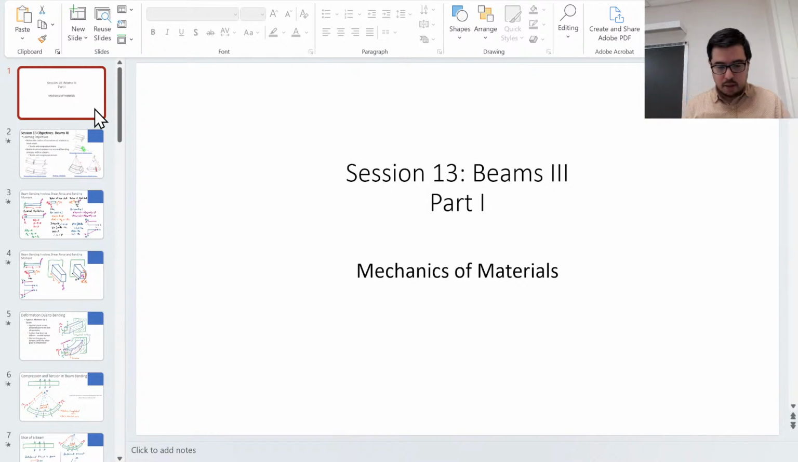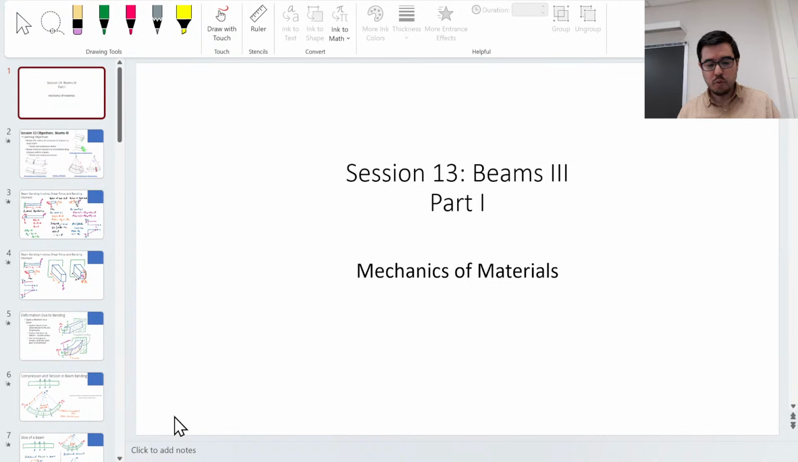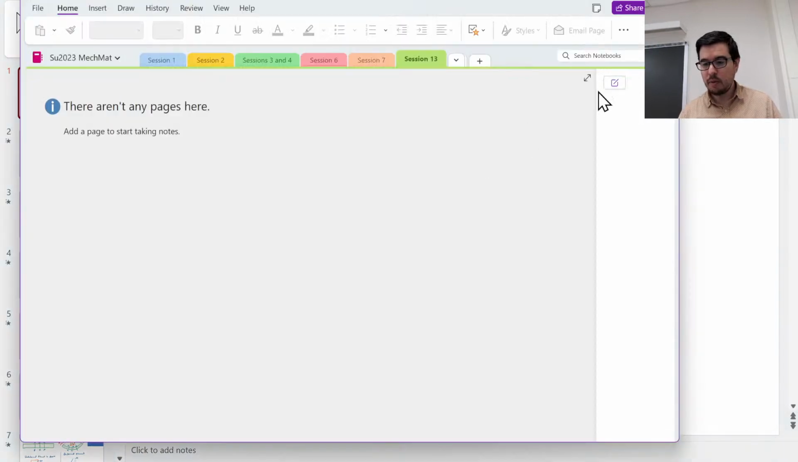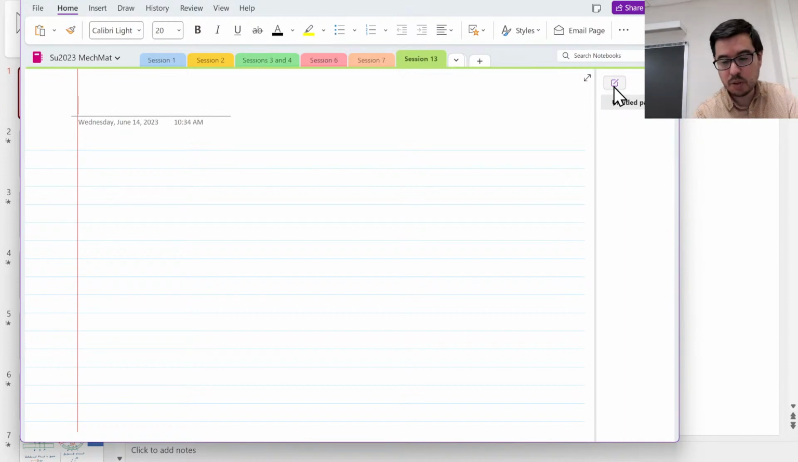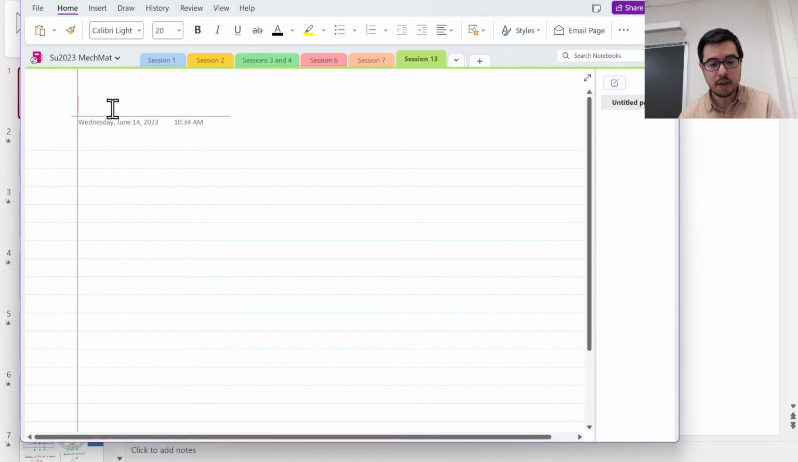The two big points that will come out of what we covered today are being able to relate the radius of curvature on a beam to longitudinal strain, and to relate the bending moments to bending stress. These are two big deals. So let me write this out. This is going to be Beams 3.